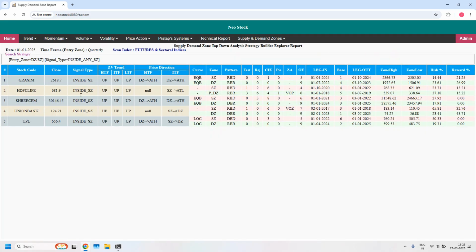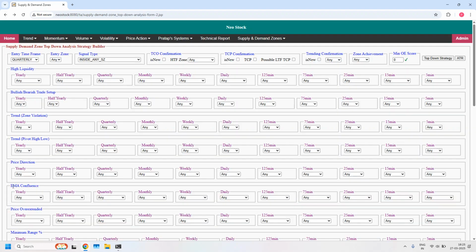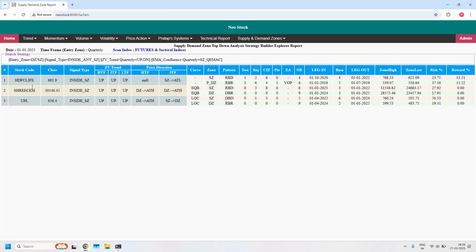This list we can further filter with EMA confluence. The EMA confluence at quarterly time frame, selecting quarterly supply zone having quarterly EMA confluence, and also the trend on the quarterly should not be sideways. It can be up or down. With these filters, we got 3 stocks. So these 3 quarterly supply zones are having quarterly EMA confluence, and also current price closed inside the quarterly supply zone, because our time frame is quarterly. Okay, this is about the quarterly time frame.